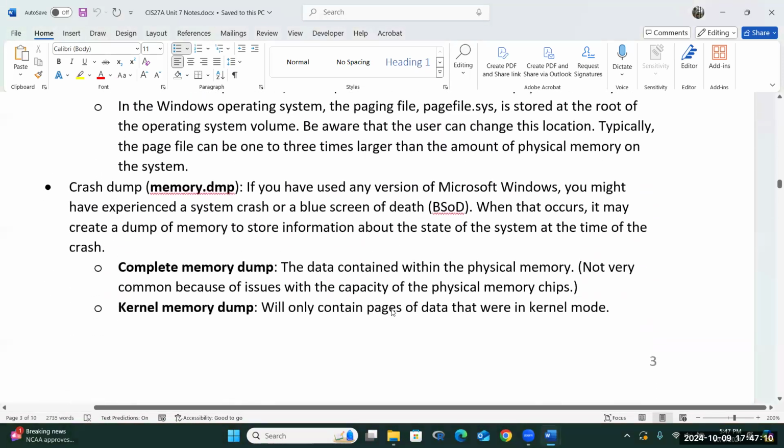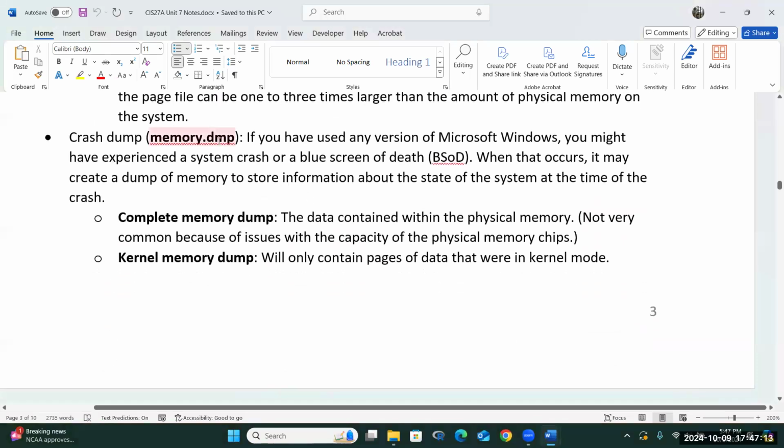So for your crash dump, that will be memory.dmp. This is for Microsoft Windows. So when you get that blue screen of death, right? That will be your crash dump. This occurs when your memory is not able to retrieve or store accordingly. It is a software issue. So you would often have a crash dump, and the blue screen of death is a good example of that.